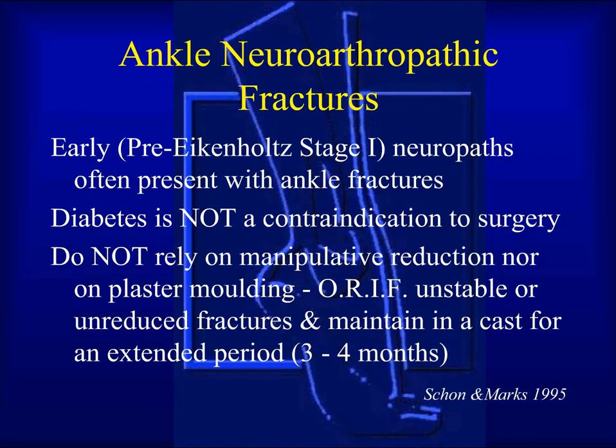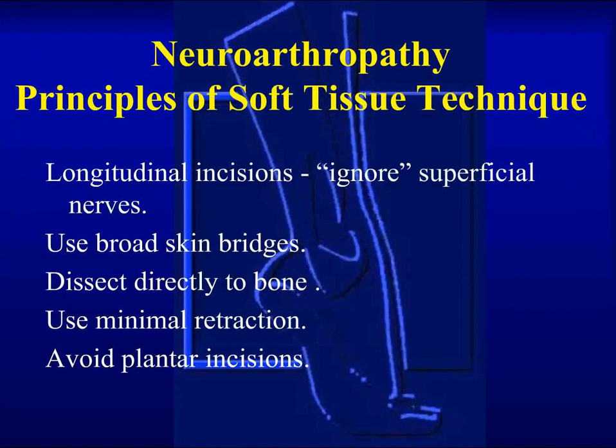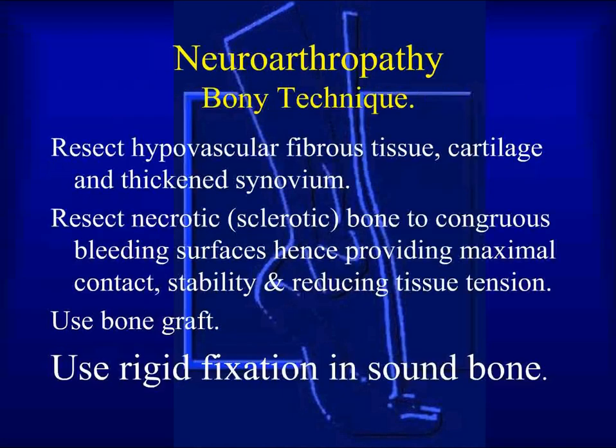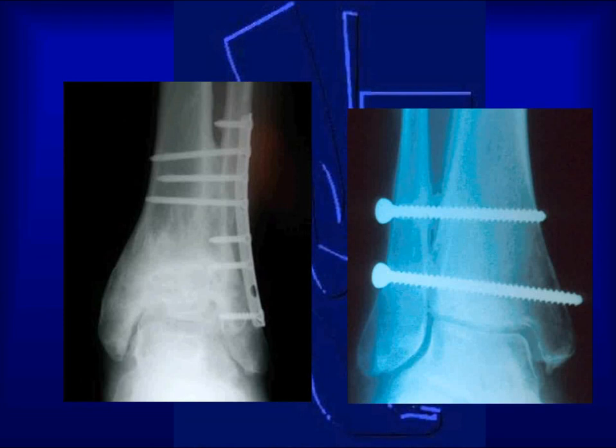Manipulative reduction, as I showed with old Mrs. Belcher there in the fifth metatarsal fracture, is not a good way to stabilise it. If you're going to operate on them, which you probably should, long incisions directly to bone, ignore the nerves, a lot of care with the soft tissues. You've got to get the soft tissues right. Some of this is applying more to the more advanced Charcot. Get rid of the dead bone. In an acute fixation, that's not true. Yes, use bone graft, then use rigid fixation.